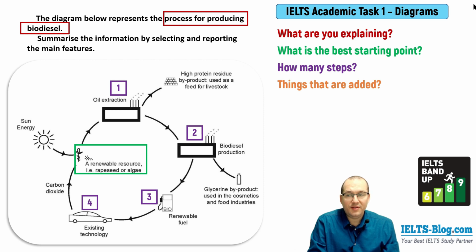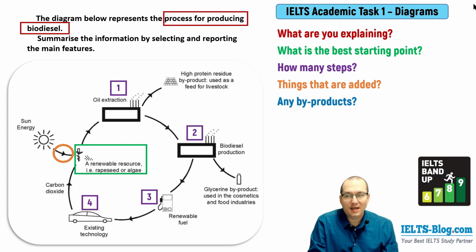So here we are, things that are added. Well, in this case, there's only one. It's sun energy. But in many diagrams, there are multiple things that are added to do the process. So you have to be aware of that. In this case, there's just one. But on other diagrams, there might be many, there might be 0. So just be aware of that.